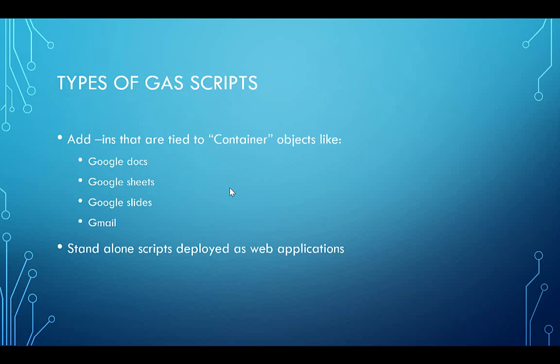Now, different types of Google Apps scripts. Some of them are add-in scripts that are tied into container objects. You could write a script that is an add-in for Google Documents, a Google Sheet, Google Slides, Gmail, and some other Google applications. And then you can also write standalone scripts that are deployed as web applications. These scripts, even though they are standalone, can still make calls to the Gmail API or the Google Sheet API. It's just they don't have to be tied to a container. They can exist on their own and can be accessed independently.